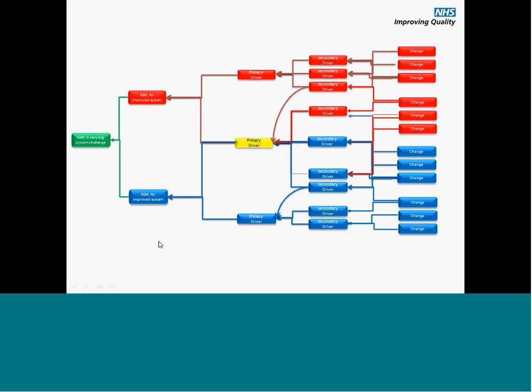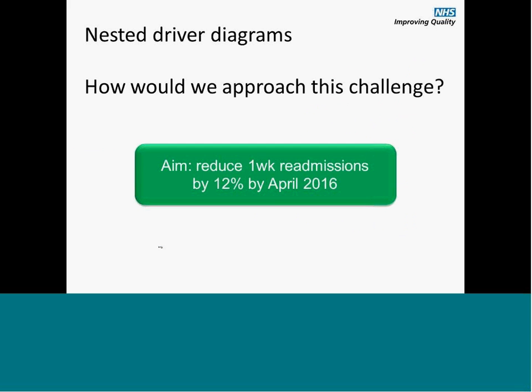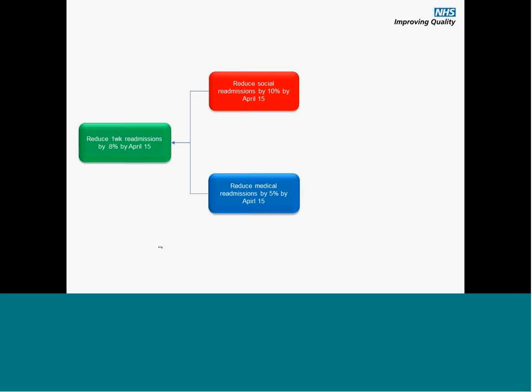So I know this is quite conceptual. The idea would be that you would prioritise those things, because you can actually affect two of your sub-aims, if you like. So back to our example, one week readmissions. I've been thinking about this in the last few days, and I thought that a useful way might be to divide it into social and medical readmissions.